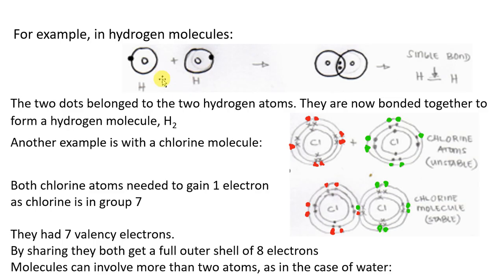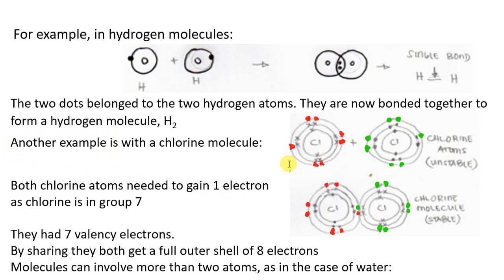If the two electrons in the separate hydrogen atoms go into the middle, the atoms overlap. Both atoms now have access to the two electrons, outer shell full. Though my two dots belonged to the separate hydrogen atoms, they're now bonded together to form a hydrogen molecule, H2, noting that term, molecule. We only use the term molecule if we're looking at covalent bonds.